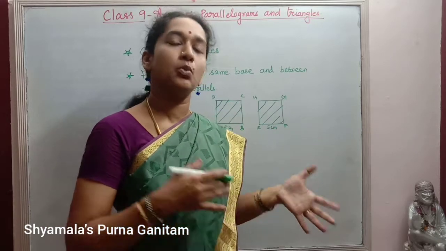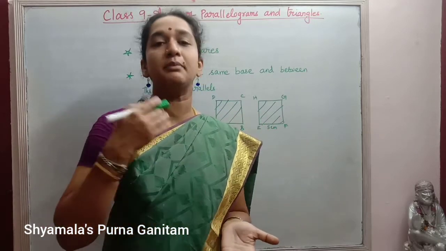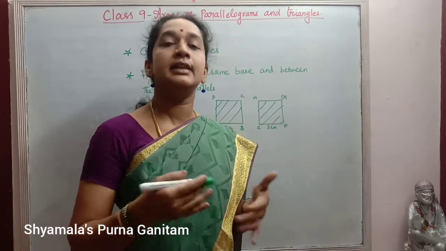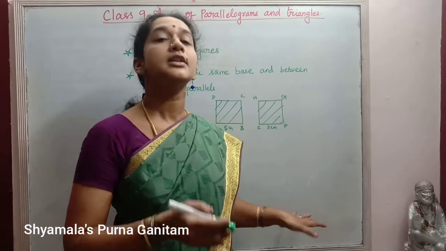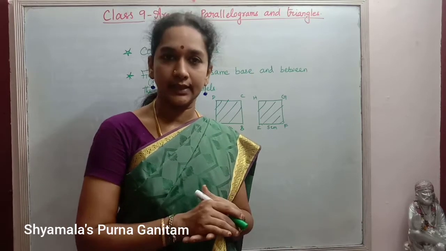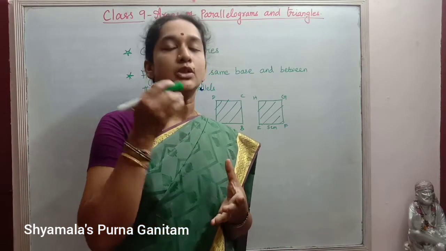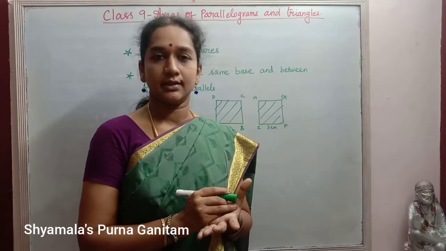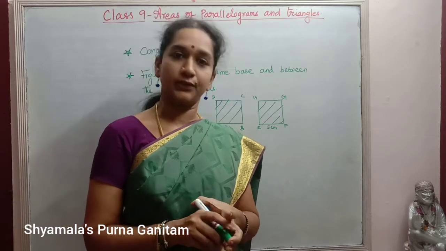Not only the square, whatever shape we are taking, it can be a circle, a star, a rectangle, anything. So when it overlaps one over the other exactly on all the corners, they are called congruent figures.